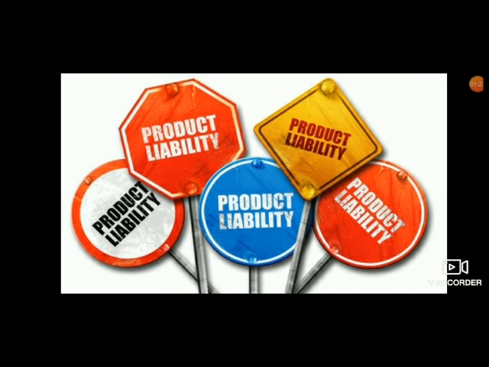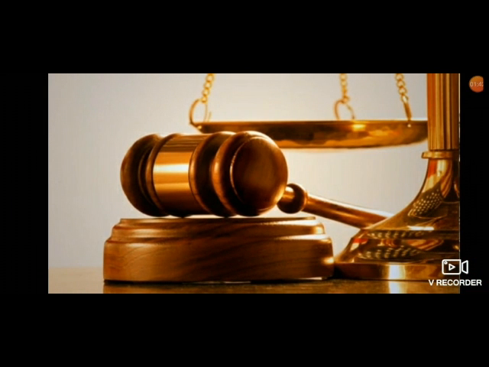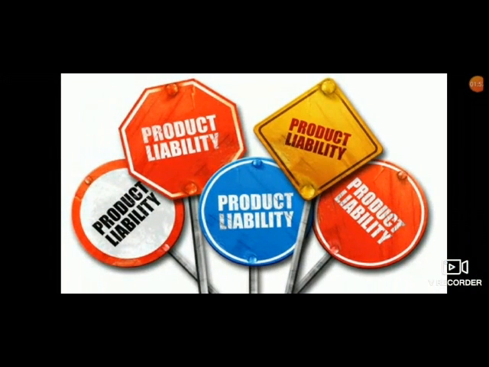Manufacturing defects are those that occur in the course of product manufacture or assembly. The third one is marketing defects. Flaws in the way a product is marketed, such as improper labeling, insufficient instructions, or inadequate safety warnings. Let us discuss in detail.